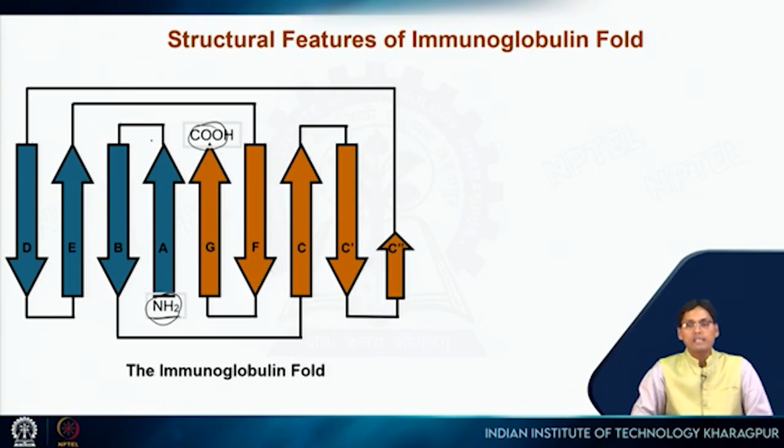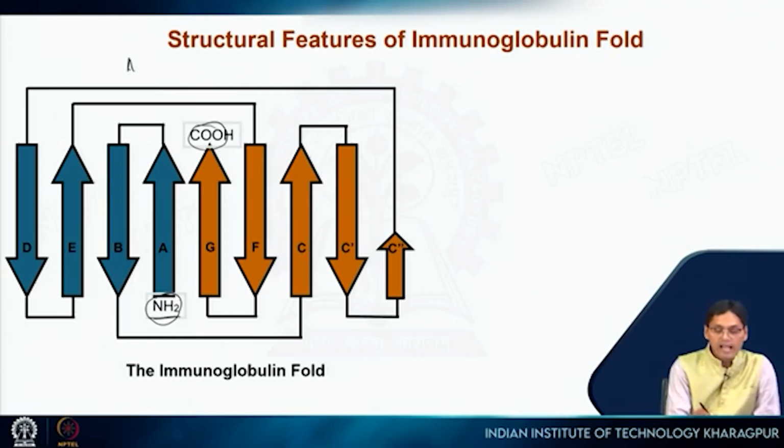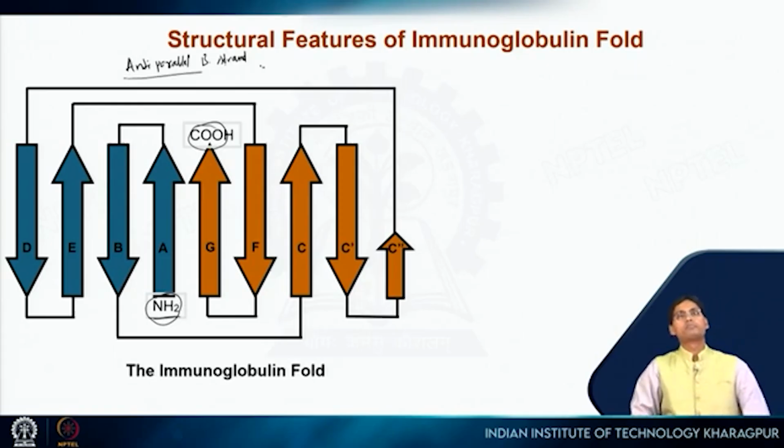And on top of that, I must say beta strand, but what kind of beta strand? These are all anti-parallel beta strands. Anti-parallel beta strands. Now, this is just the topology diagram, showing what is present in this protein.